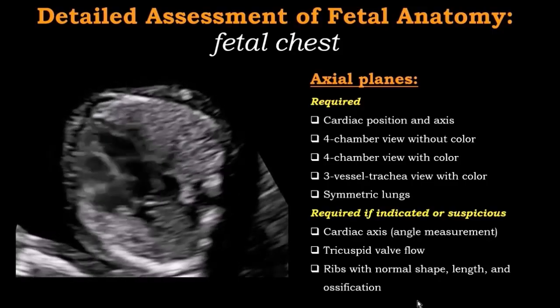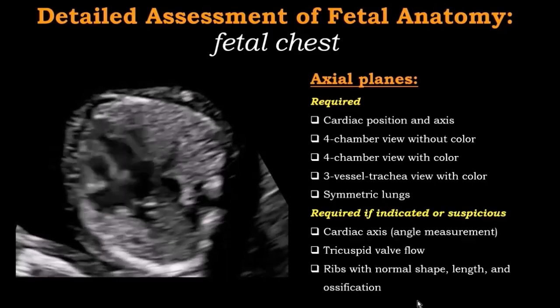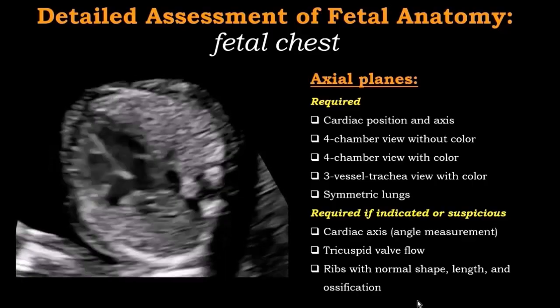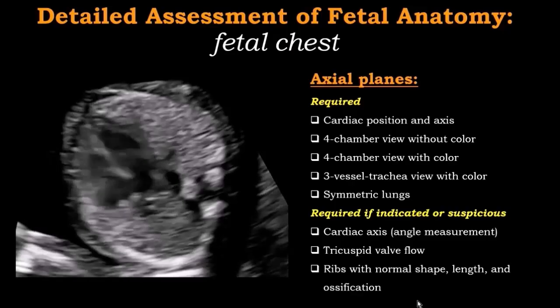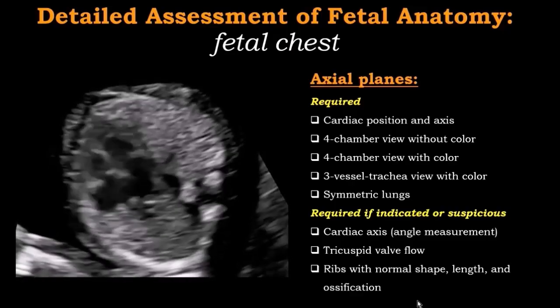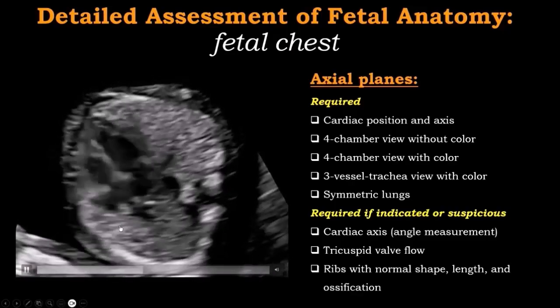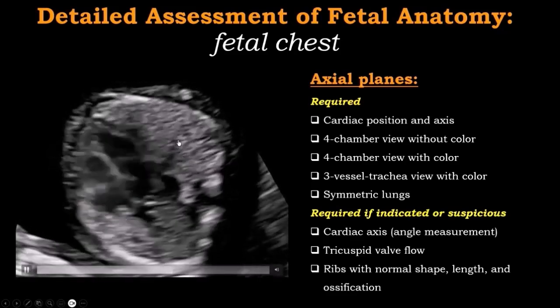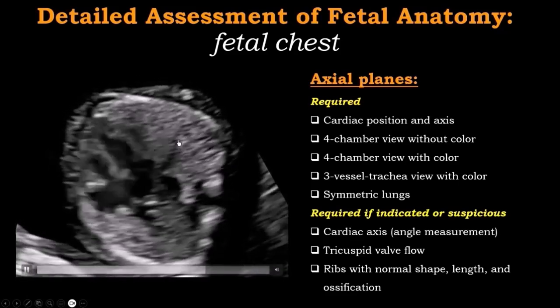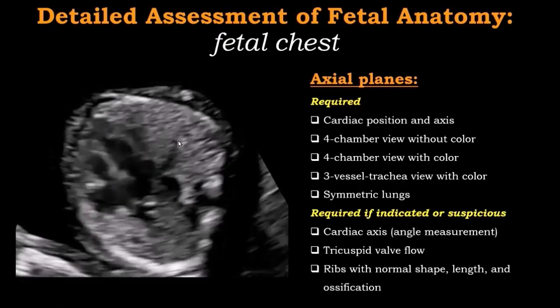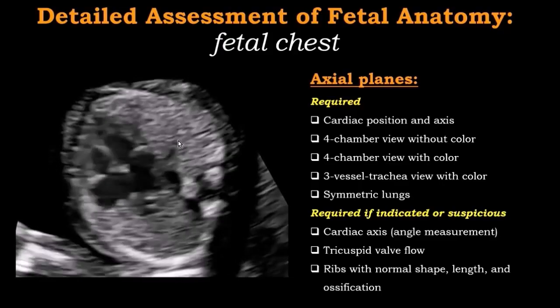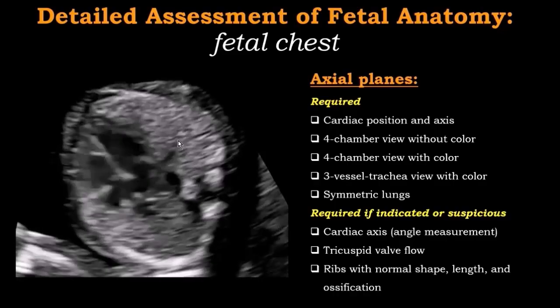Then it's required to get the three-vessel and trachea view with color, because most of the time it might be challenging to look at the three-vessel view without using color Doppler. And then we need to confirm that we have a homogeneous and symmetric appearance of the lung parenchyma, and that goes along also with the position of the heart within the chest.